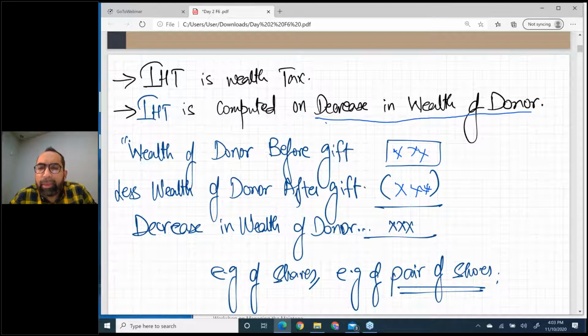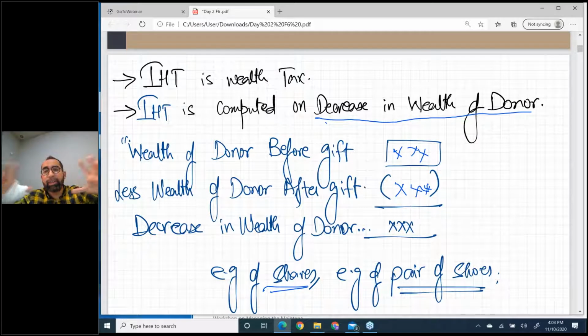Now, normally I have given the example of a pair of shoes, but in past papers this example normally comes with shares. You all know that combined shares, the 100%, 80% shares, have a different value, and if you break it up into 40%, 30%, 10%, the value is different, right? So you have to apply this formula: wealth of donor before gift less wealth of donor after gift. One more thing, in today's past papers we'll also cover this area practically. Don't forget, this is a very basic thing, and normally the examiner asks about this, right?